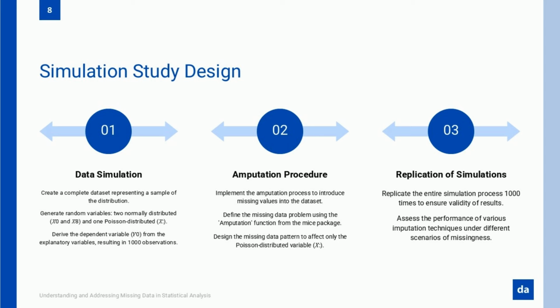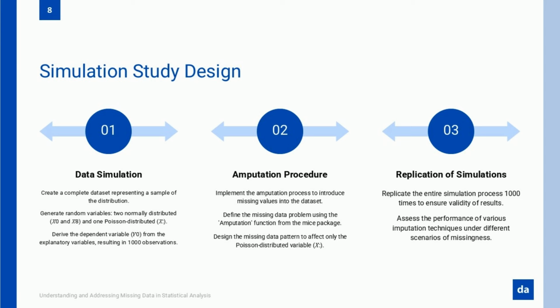Count-based variable: a third variable, x, is generated using a Poisson distribution to represent count data, such as the number of events, customer visits, or occurrences in a given period. Dependent variable: the dependent variable, y0, is derived from the explanatory variables using a regression model. This ensures a logical and realistic relationship between the variables, providing a solid foundation for the study. The simulated dataset includes 1,000 observations, creating a robust sample size for reliable analysis.